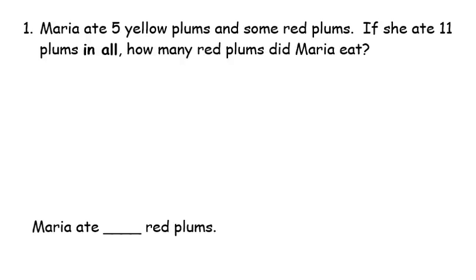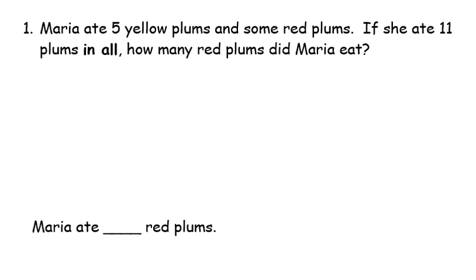This tutorial is for first grade Module 2, Lesson 22. In this lesson, we're going to use drawings to help us solve word problems. The first problem says Maria ate 5 yellow plums and some red plums. If she ate 11 plums in all, how many red plums did Maria eat?